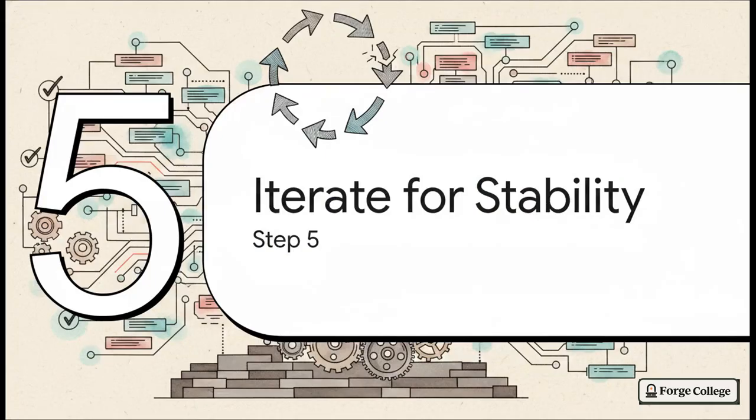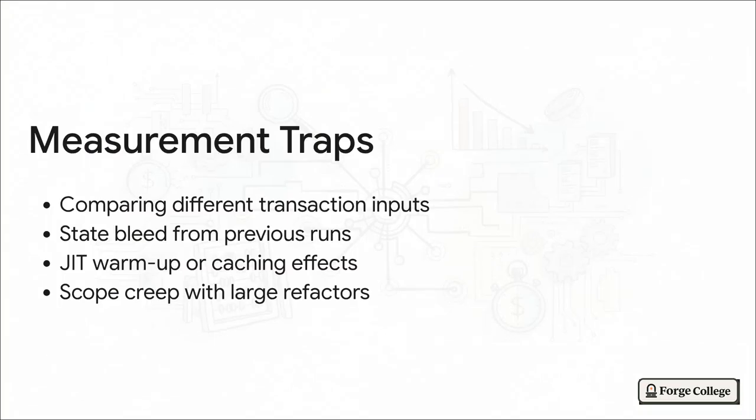Almost done. Step 5. Iterating for stability. Don't celebrate just yet. The final step of our investigation is ensuring that our victory is actually stable and not just some weird transient behavior in the local system environment. It is surprisingly easy to fool yourself when optimizing, so here are the common traps that can skew your evidence.